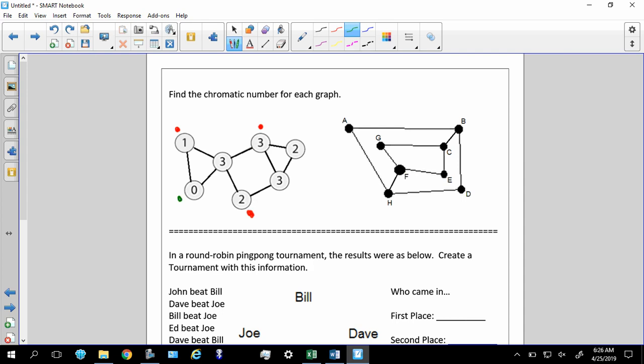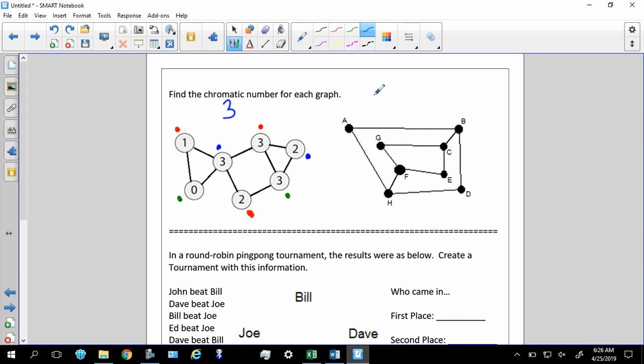Let's just say this 0 is a green. That 3 cannot be green, it's touching it. Let's see. This is a green. This 2 is a blue. This 2 is a blue. All right, that's chromatic number 3. I'm going to say that's going to work. But remember, chromatic number can be sneaky, so you might want to erase it and do it all over again and see if you can't beat that number.